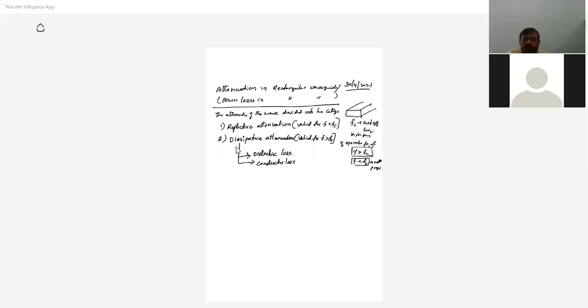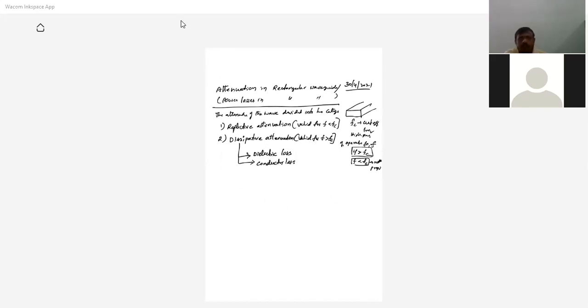Right. So here the dissipative attenuation means the wave is allowed into the waveguide. So dissipative attenuation has two cases, based on the structure.